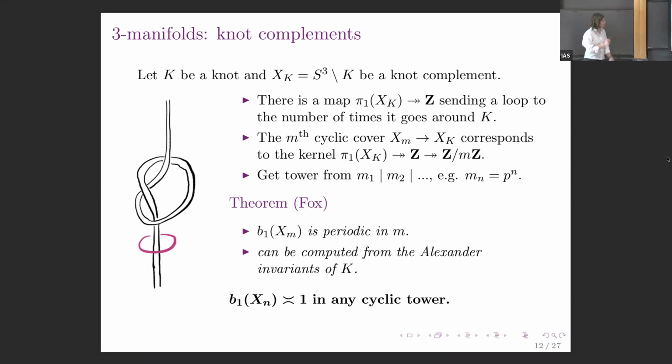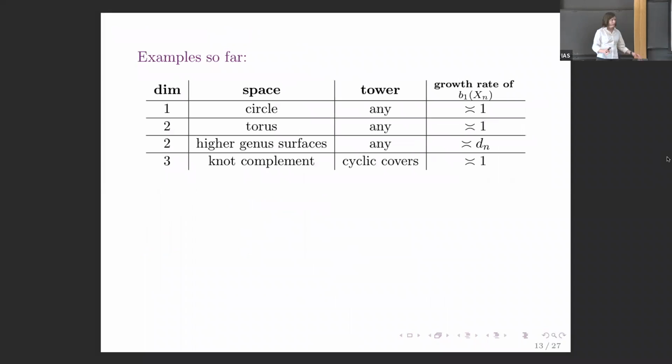Okay, so this was an example of a tower of 3-manifolds. Let me recap what I've told you so far. In dimension 1, we have the circle. Any tower has constant first Betti number, or proportional to constant. Same for the torus. For higher genus surfaces, it grows like the degree, and for knot complements, in the specific case of cyclic covers, the growth rate is constant.